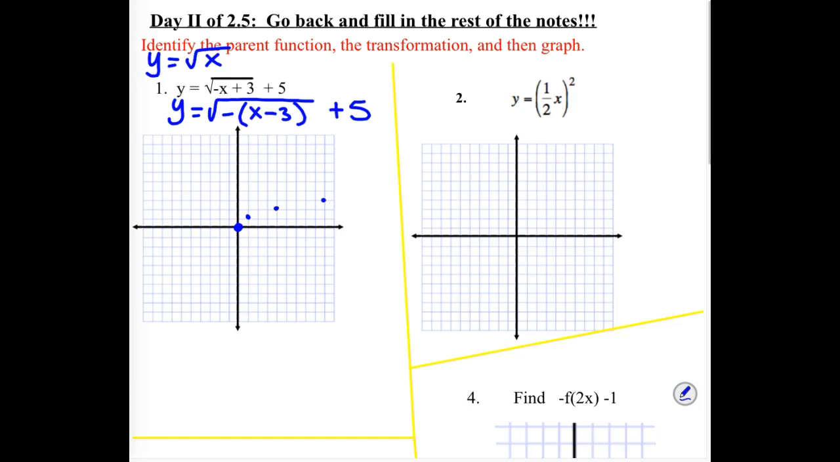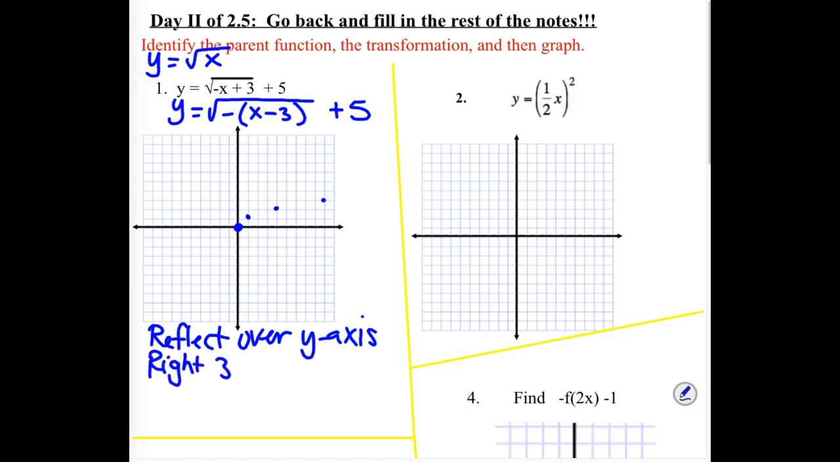A 1, right? That means I do not have any vertical stretching or compressing or reflecting over the x-axis. I haven't done any of that. What is my c value? That's a negative 1, which means what? Yes, reflection over y. Okay. Do I have an h value? Yes. So what is that going to do? Right 3.